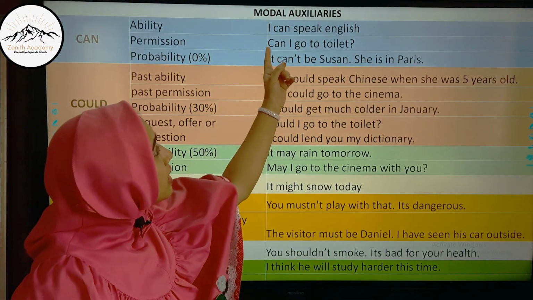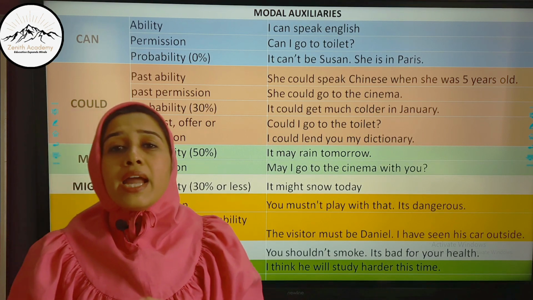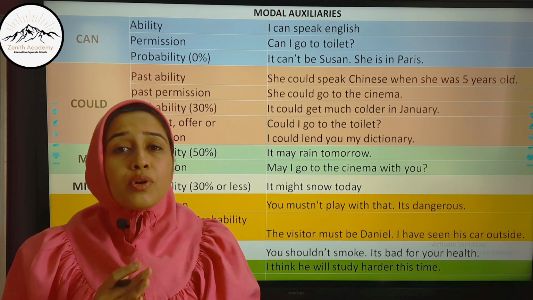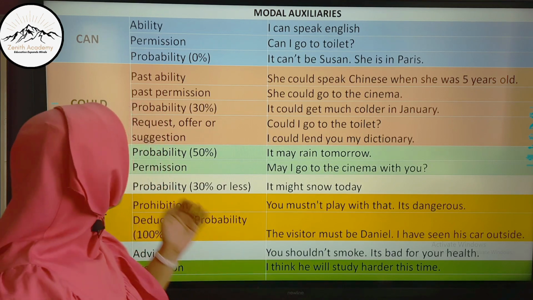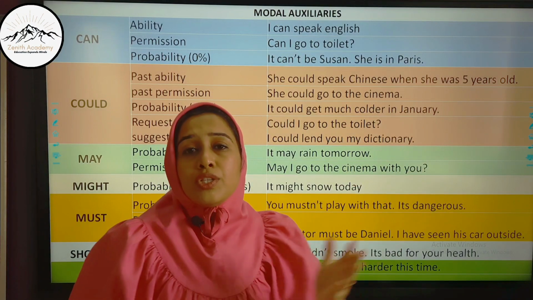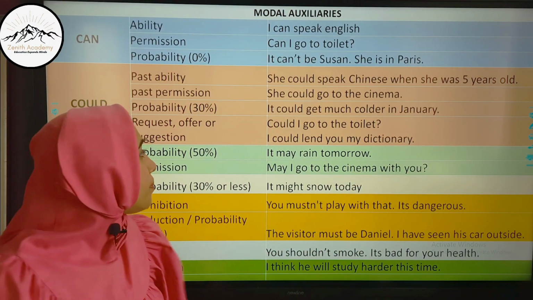Here I am using can, I can speak English, but when I use could, it becomes I could speak English a few years back. So it is showing past ability. Past permission. She could go to the cinema. She could go to the cinema, but now she hasn't gone there.